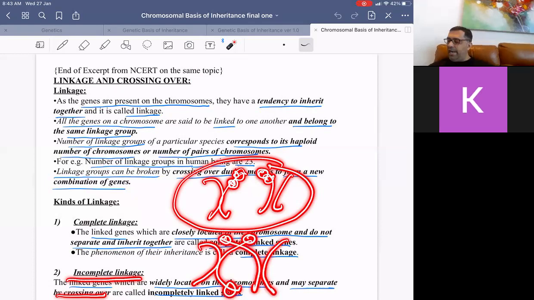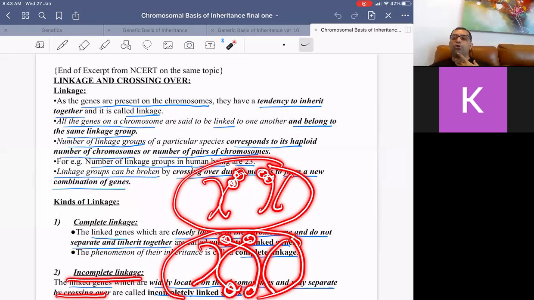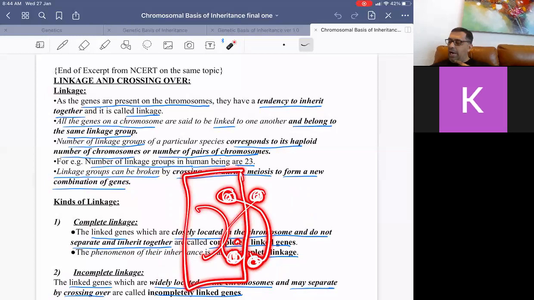So, iske andar crossing over ke chances zyada hai and you get recombination easily because genes are situated far apart on the chromosome. So this is complete linkage where maternal maternal and paternal paternal tend to inherit together. But here we have got recombination easily possible. Maternal paternal ke beech mein crossing over hota hai and you get maternal paternal and you get paternal maternal.